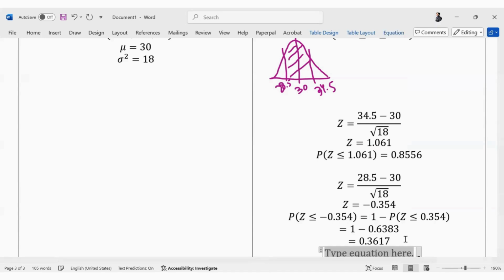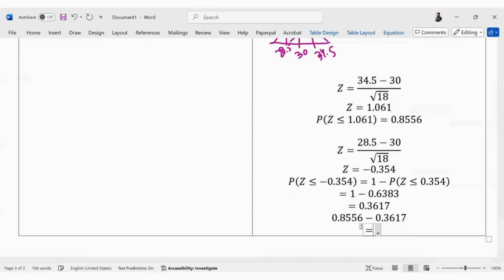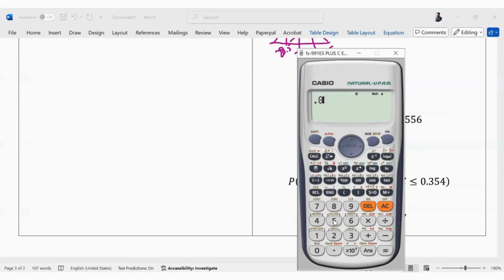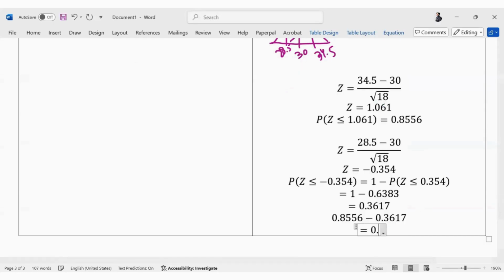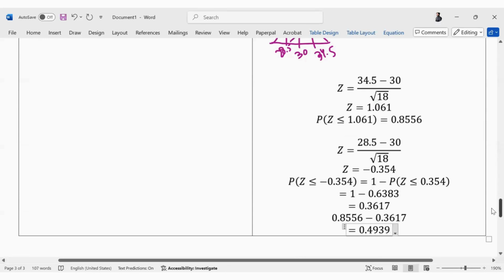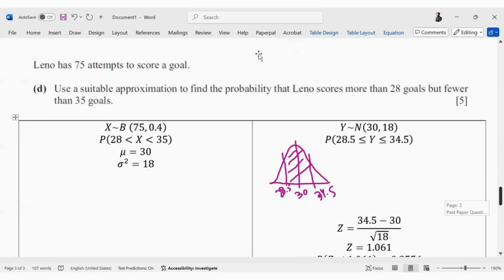I need the in-between values. So subtract both the probabilities: 0.8556 minus 0.3617 gives 0.4939, about 0.49. So that is how you can approximate from a binomial distribution to a normal distribution.